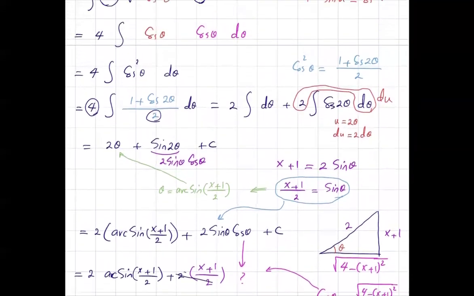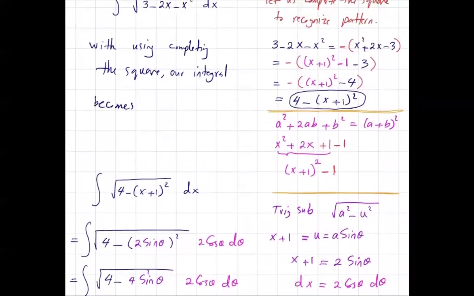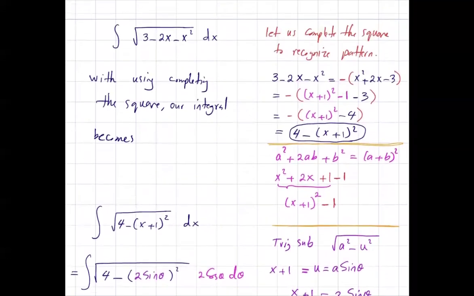So to summarize what we did, let us go back up here. We had the integral of the square root of 3 minus 2x minus x squared dx. To recognize the pattern and use a correct method, we completed the square. To complete the square, we are going back to algebra. The algebra says, hey, as long as you have a squared plus 2ab plus b squared, you can write it in compact form, a plus b squared.